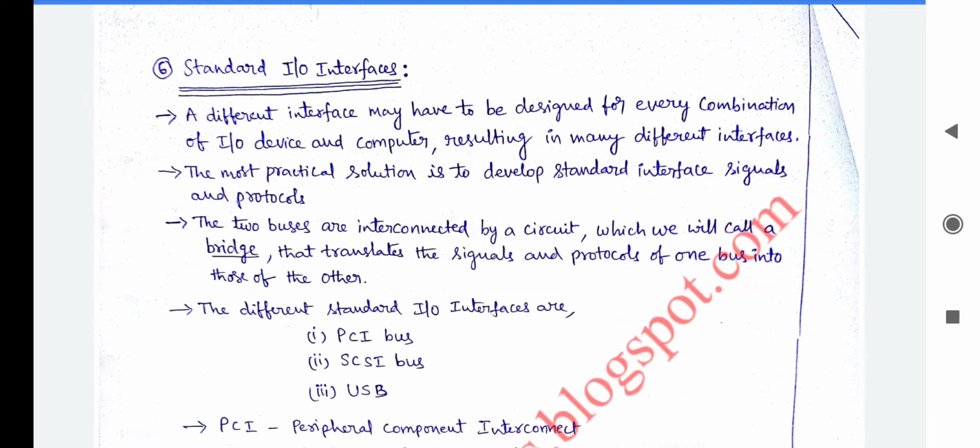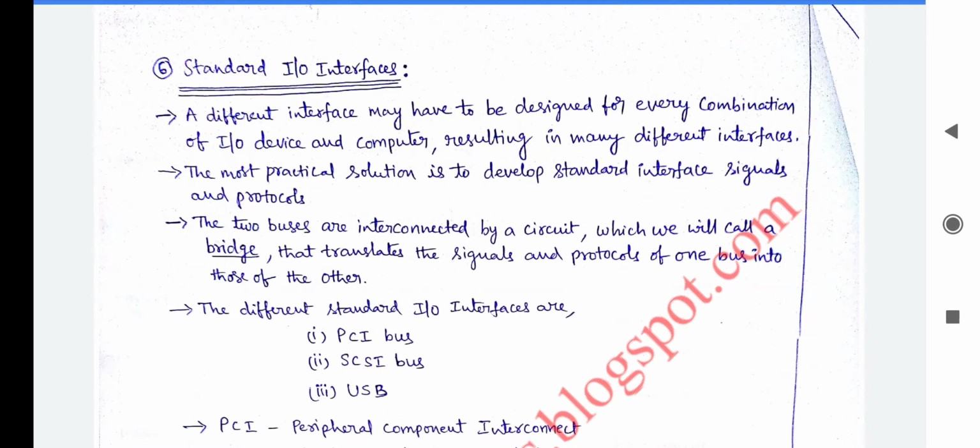If you look at a road, what is the necessity of a bridge? To connect the road of one side to another side, for transmitting the vehicles through that, right? Like that, for connecting two different types of buses we also use a bridge, which is used to transfer the data between two buses. It translates the signals and the protocols of one bus into another bus.